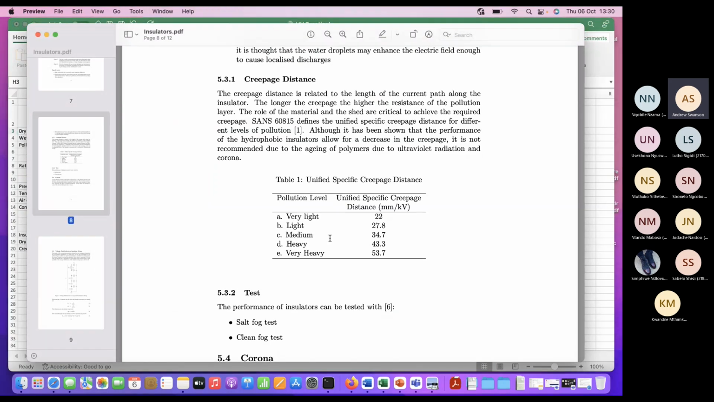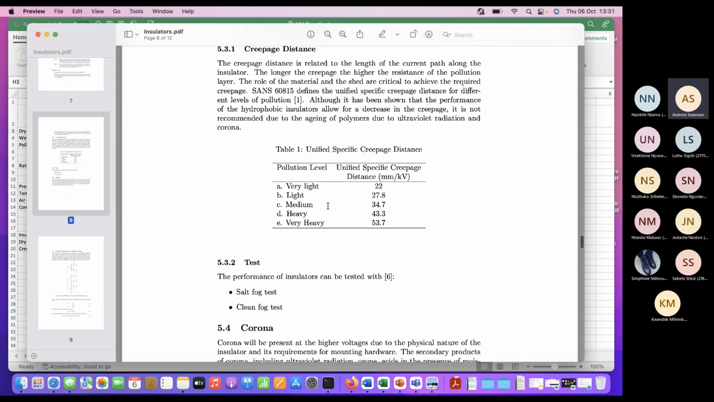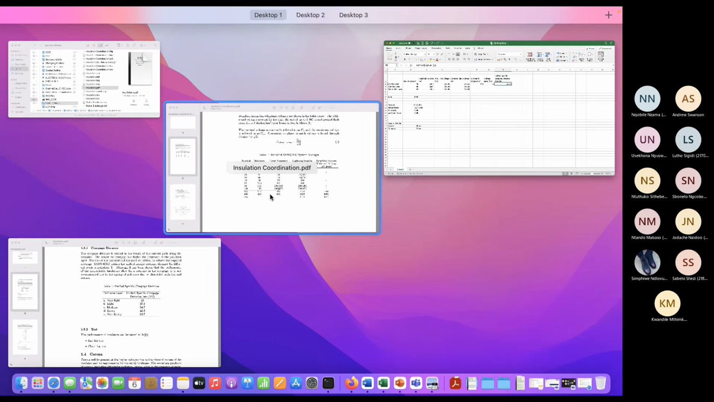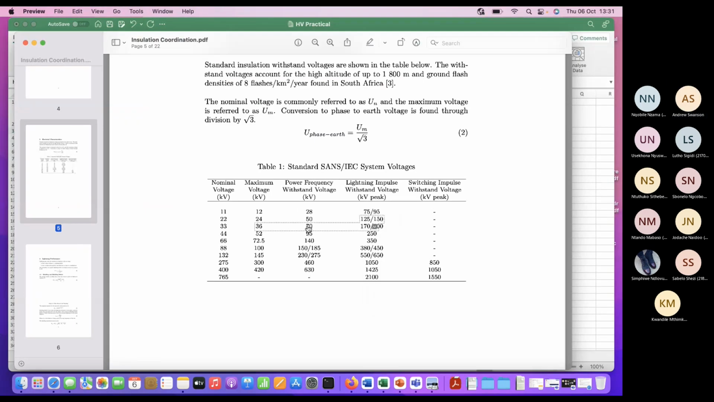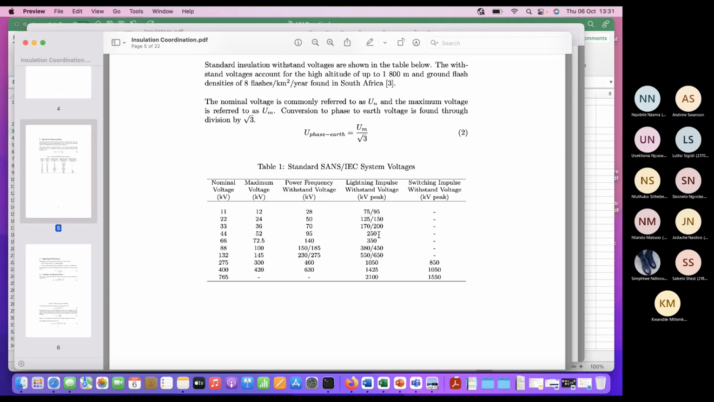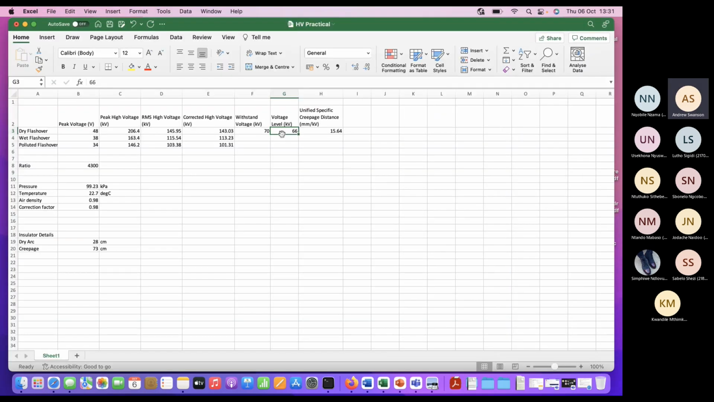Go back to this table. Right, you can see there that it does not fit any of those categories. So it's the wrong voltage rating. So we need to change that. All right, let's have a look at 70 kV. That's the withstand. And 33 kV as the voltage level. Right, now you can see that the unified specific creepage distance is 31.28.